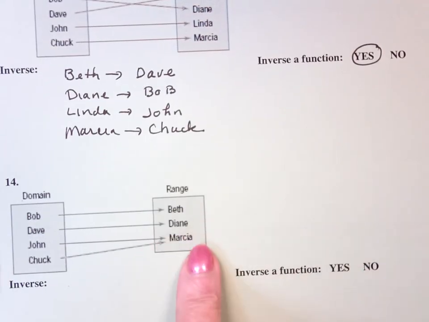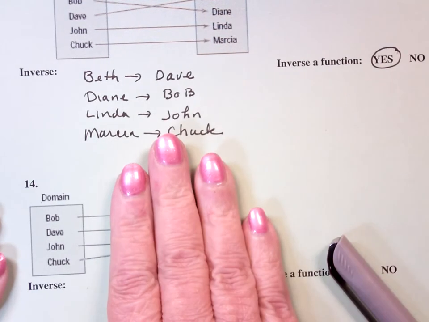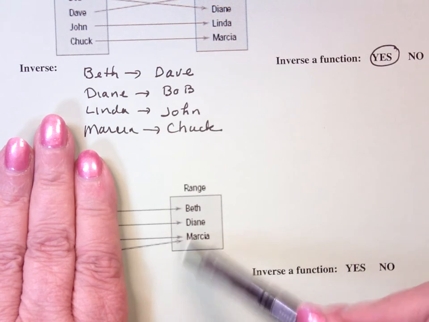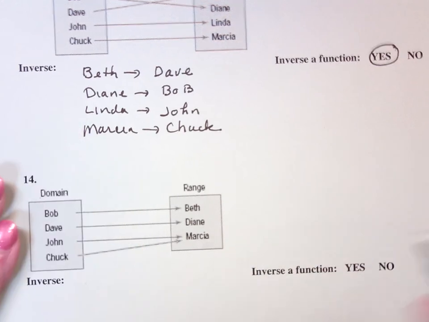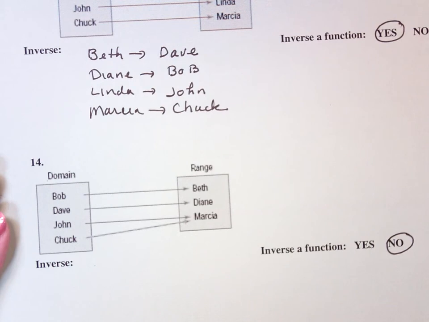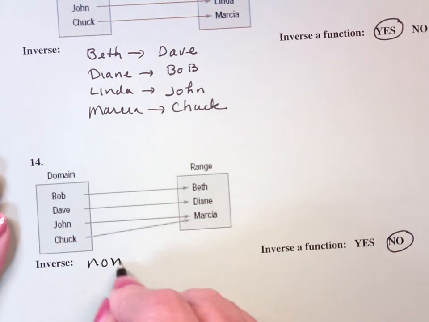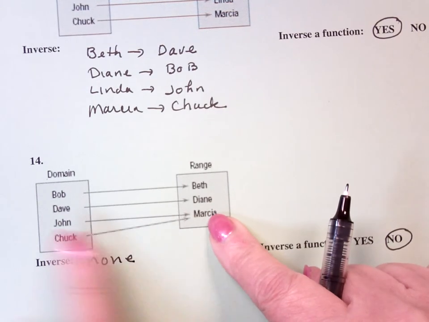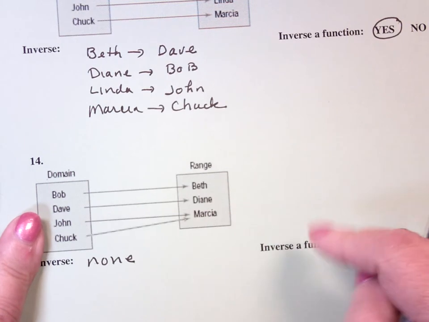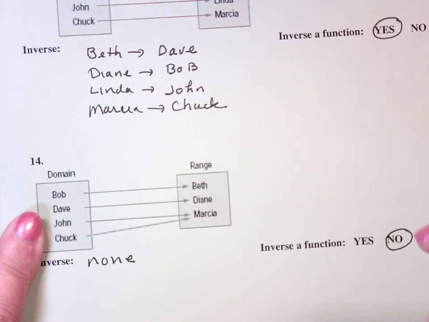Now, if I take a look at this one, again, that is a function. But if I'm going back, I notice that Marcia goes to two different places. So Marcia doesn't go to one place, she goes to two. So is this a function? No. So does it really have an inverse? No. Because either Marcia goes to John or Marcia goes to Chuck. She can't go to both to be a function.